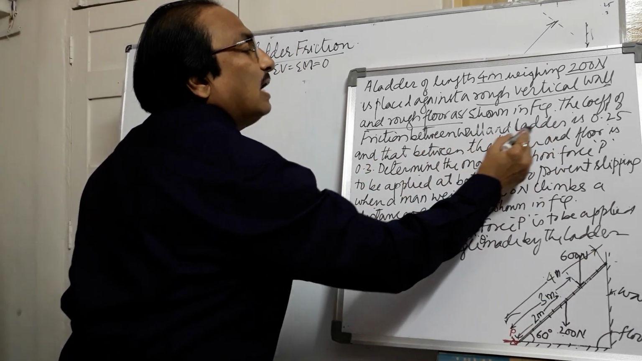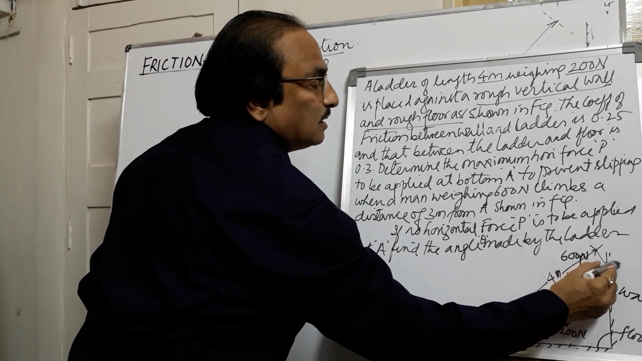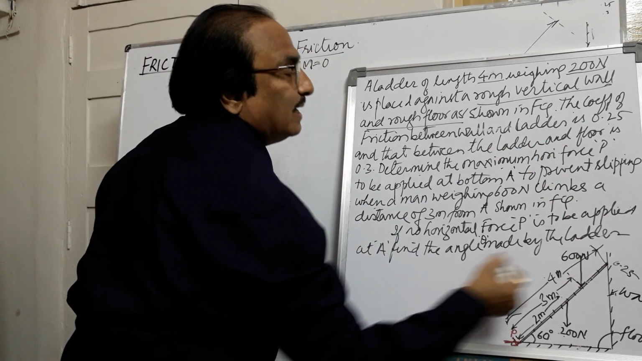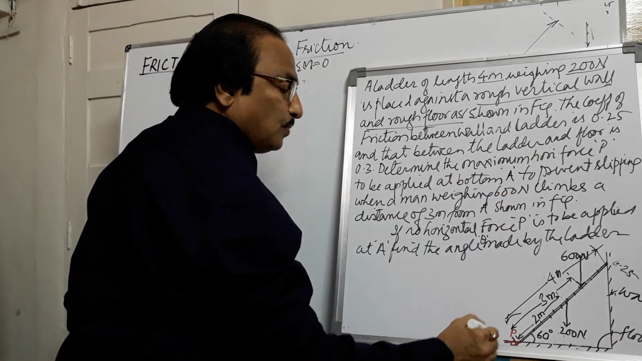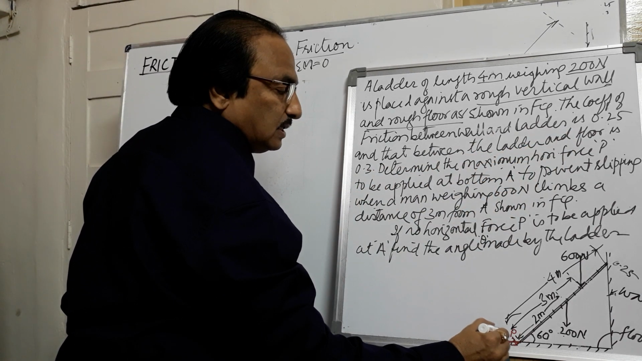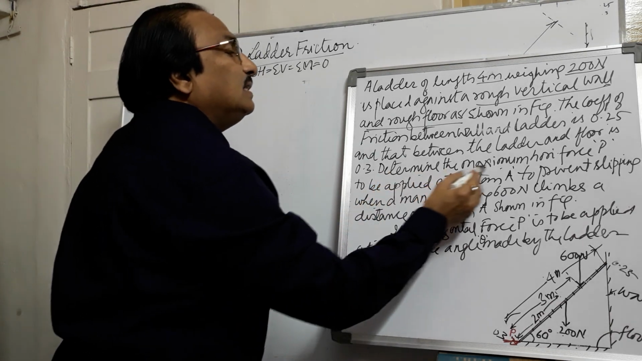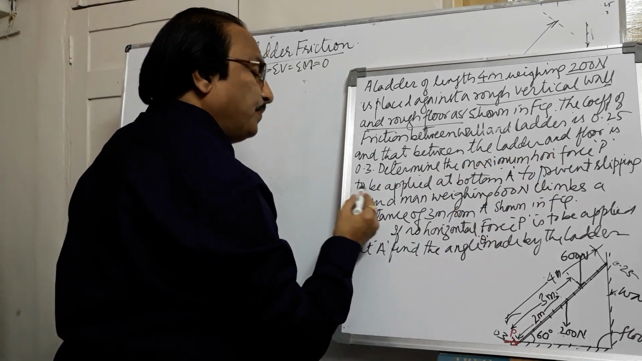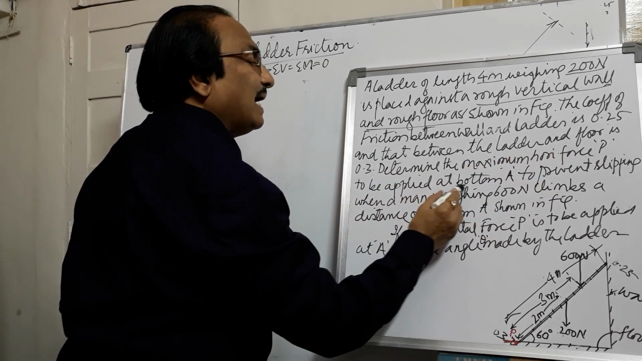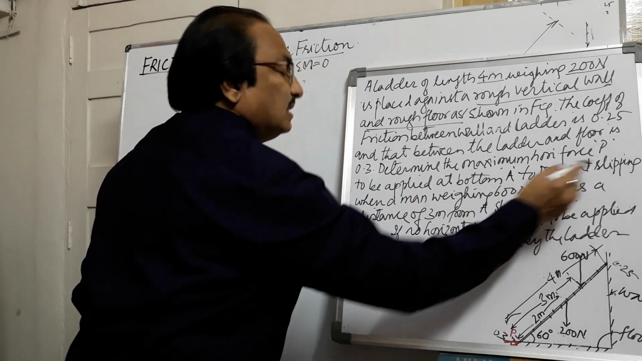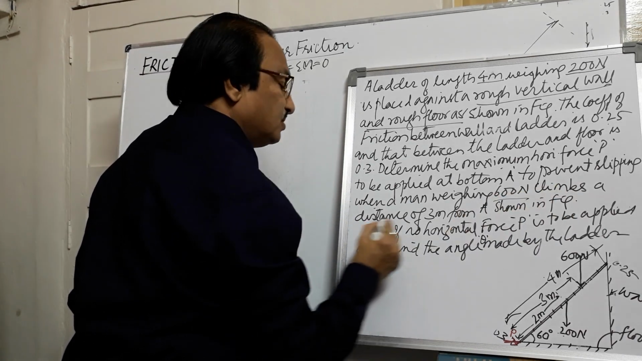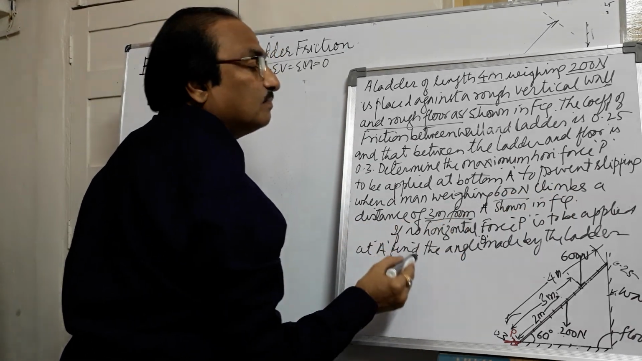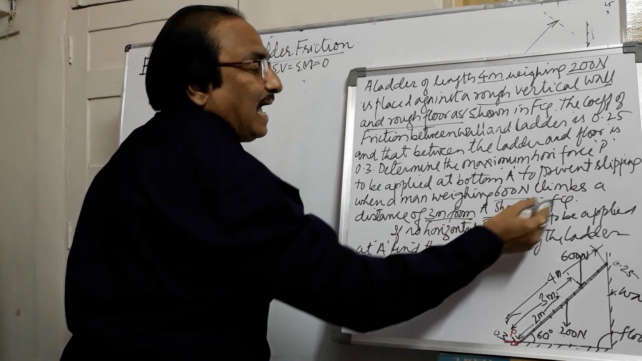Friction between wall and ladder is 0.25. So here the friction is 0.25 between wall and ladder, and the friction between ladder and floor is 0.3. So the friction here is 0.3. Determine the maximum horizontal force P to be applied at the bottom A to prevent slipping when a man weighing 600 Newton climbs a distance of 3 meters from the bottom, that is A, as shown in the figure.